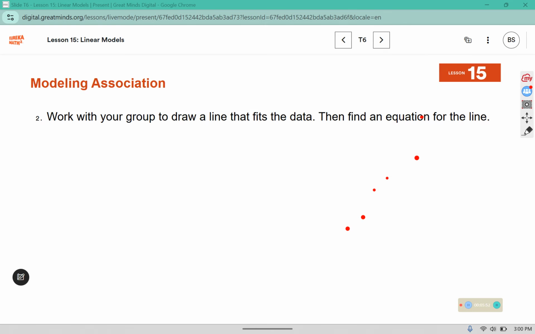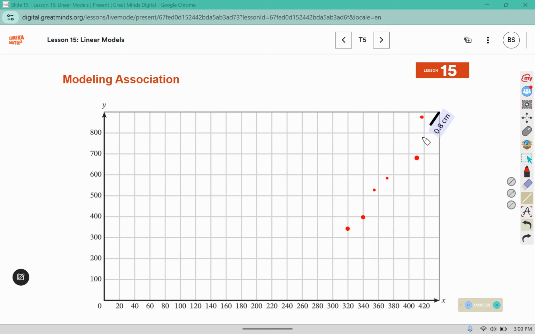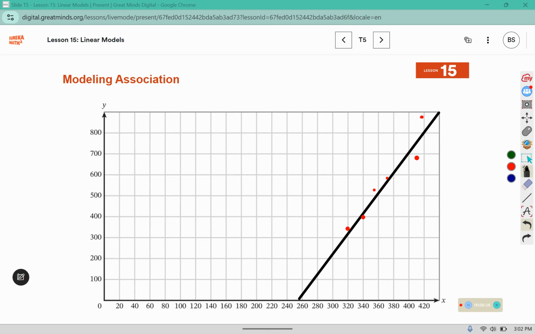Work with your group to draw a line that fits the data, then find an equation for the line. Remember, we want to be as close to as many points as possible. We'll use the values from the line to help us build our equation. It appears that the point 420, 800 is on our line.